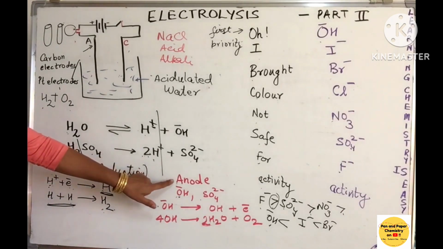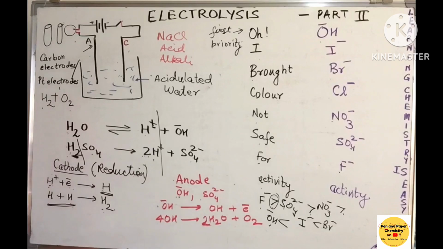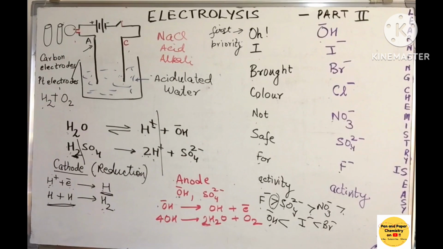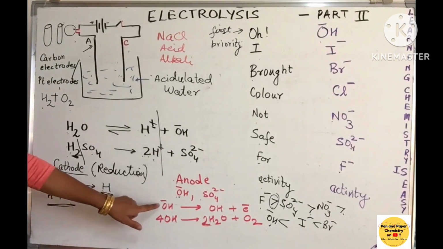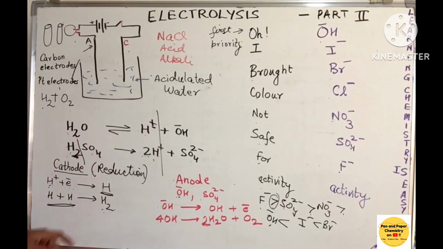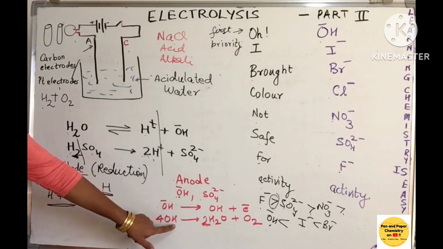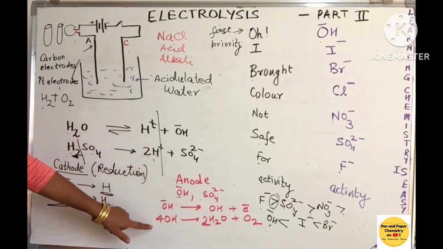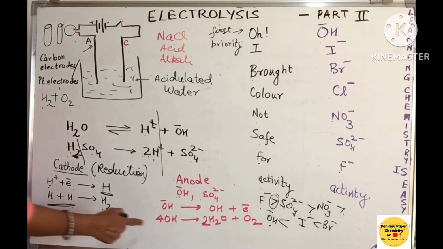So when we come to the anode, hydroxyl and sulfate are having a war. The series is the rule that they have to follow, and hydroxyl gets the priority to get discharged. Discharge means it loses the electron to form OH. Now it can't stay like that, there's nothing like OH which is stable. So OH atoms come together and form water and oxygen, and I have balanced this equation in order to equalize the number of atoms on both sides.